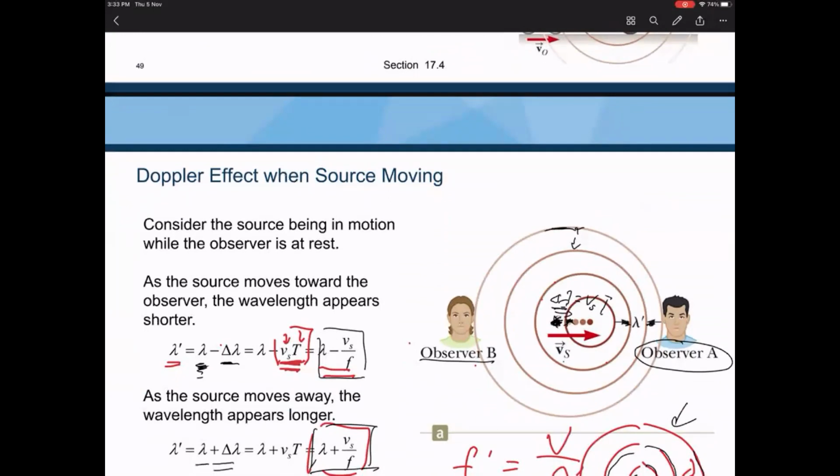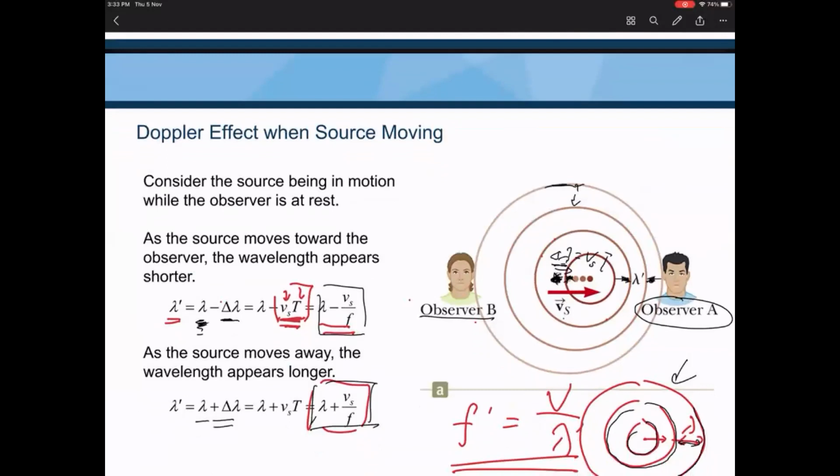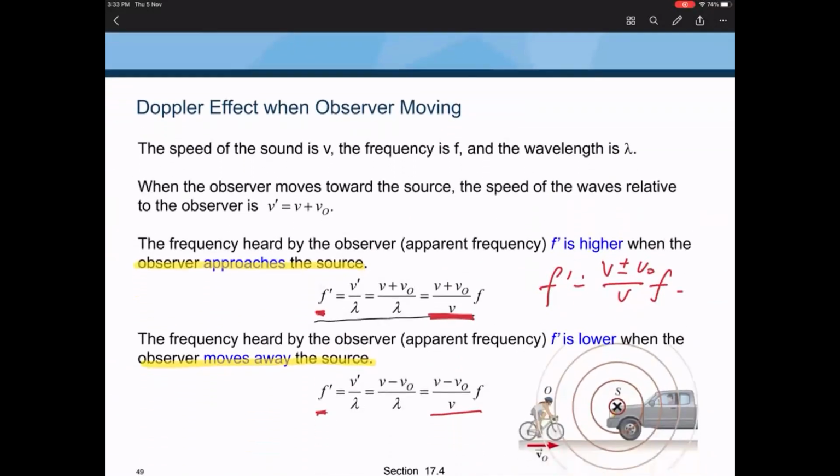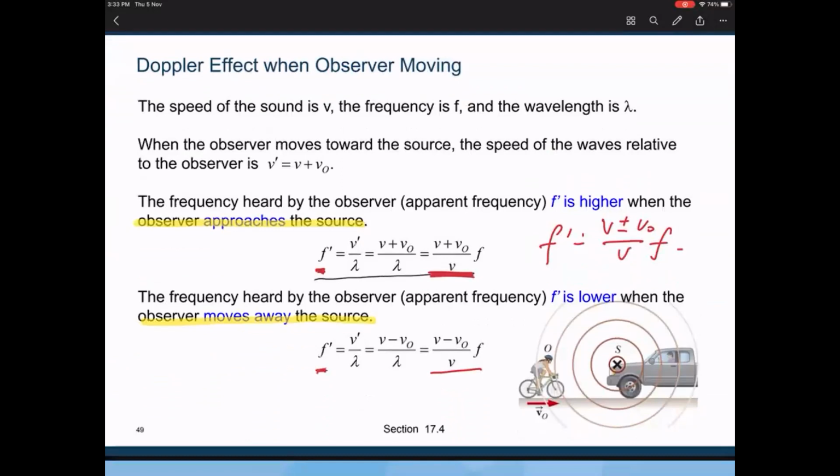For the case of the source moving, it is a change of the apparent frequency due to the change of the wavelength. When the source is moving, it compresses or enlarges the wavelength, and therefore the observed frequency by the observer would be changed. On the other hand, if it is the observer moving, it is a change of the wavelength due to the change in the relative speed between the sound and the observer.